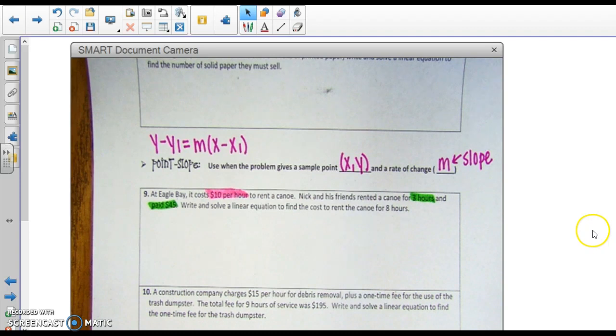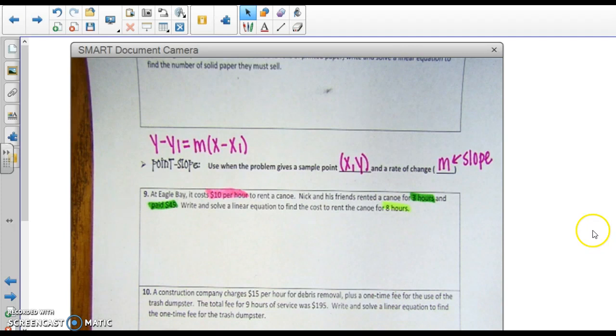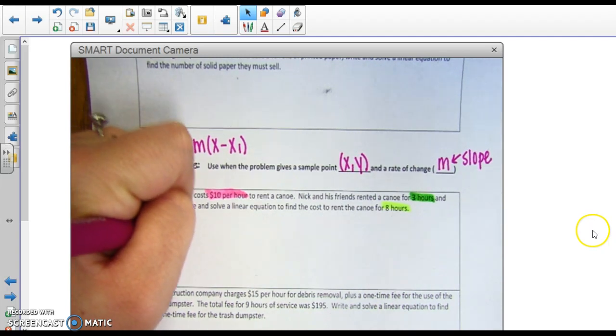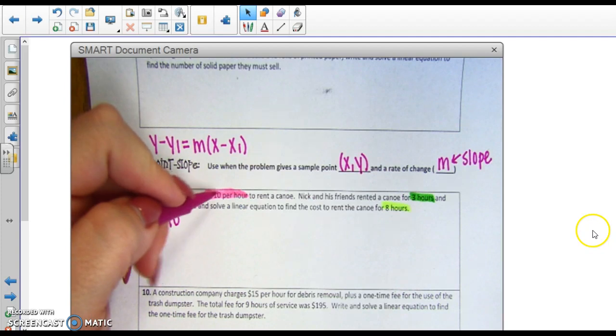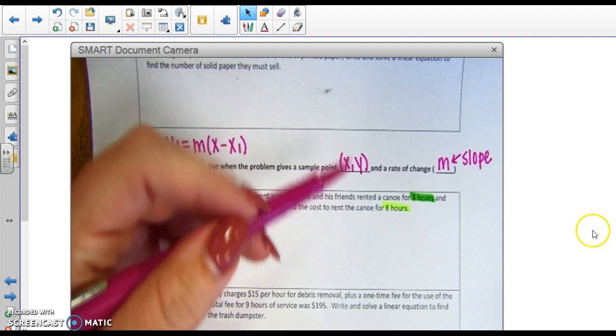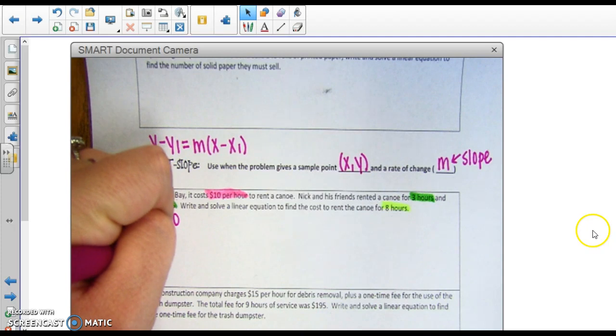So now we need to write and solve a linear equation to find the cost to rent the canoe for 8 hours. So once we create our equation, then we're going to go back and we're going to plug in 8 hours and find out how much money that would cost. So over here I can say that my slope is going to be 10 because $10 per hour. And then we can make an ordered pair because we know that for 3 hours it's going to be $45.